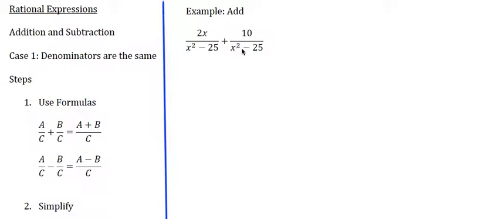Okay, so let's consider this example. Suppose they ask you to add these two rational expressions. Let's follow the steps. Step 1 says use any of these two formulas. Clearly, we have to use the first formula. We're dealing with addition. Denominators are the same. So basically, this tells you, keep the common denominator as it is, x squared minus 25, and add the numerators. So 2x plus 10.